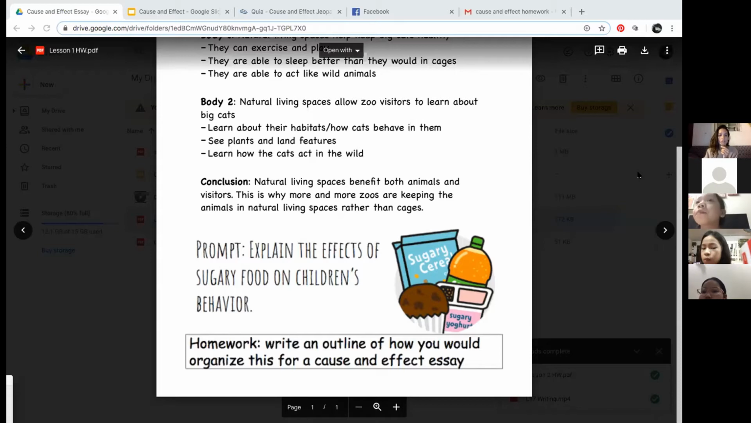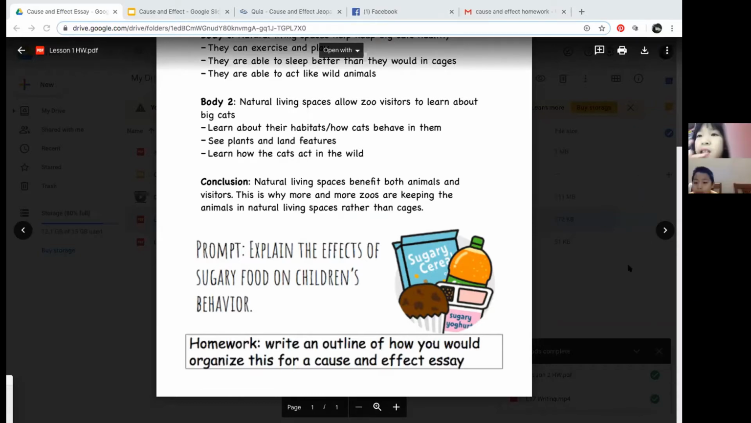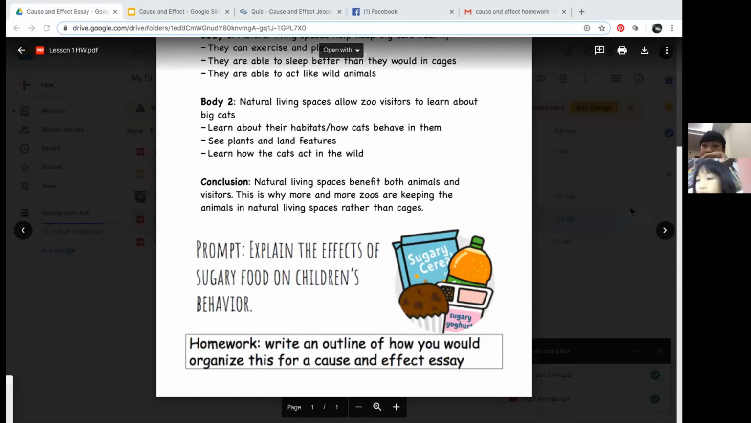Explain the effects of sugary food on children's behavior. How do children act after they have eaten foods with lots of sugar? So let's do this. What are some foods with a lot of sugar in them? Chimai, do you know? Candy. Candy has lots of sugar. Okay. Chocolate. Ice cream. Okay.